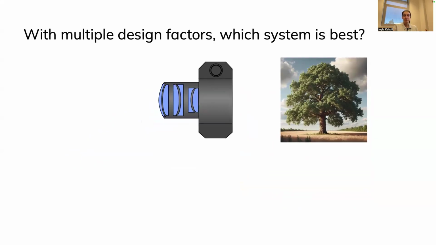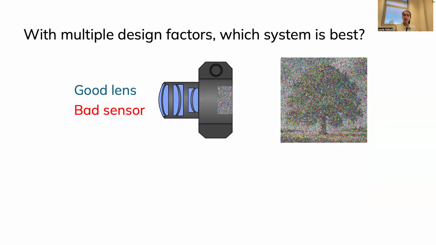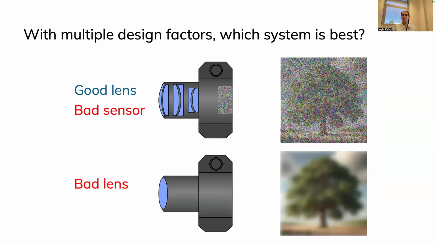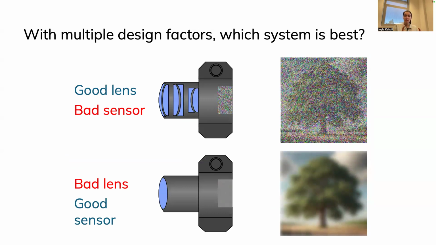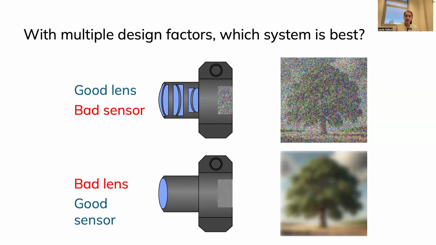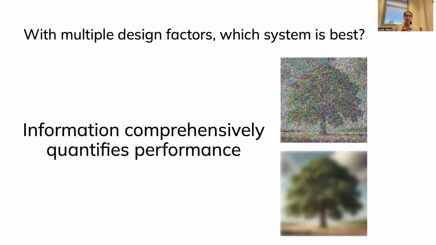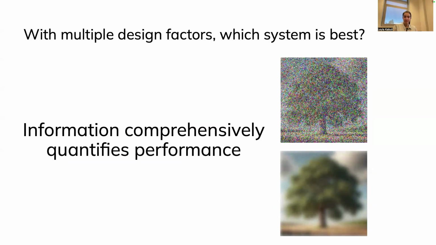But what happens when we have more factors besides the sharpness? So if we have this really good lens, this good optics, but we have a really bad sensor, will this system be inherently better or worse than a system that has a poor quality lens, but a really good sensor? So if we look at just individual design factors, our conclusions are going to be very different. But this is one of our motivations for using information, because information will capture all of this, all these performance aspects, including this bandwidth and this noise, just into one single metric.